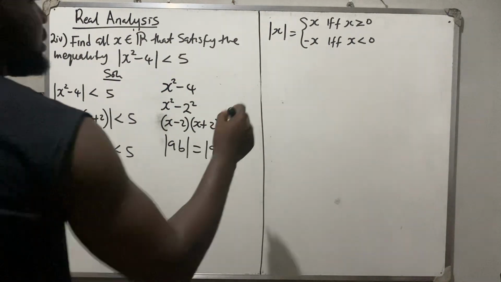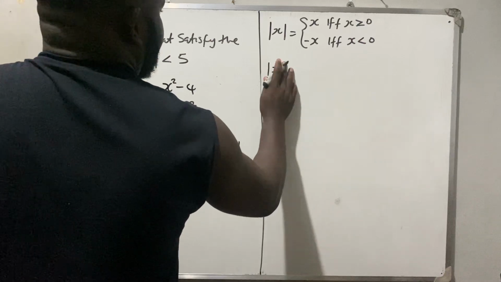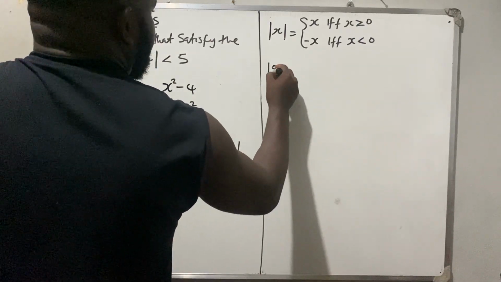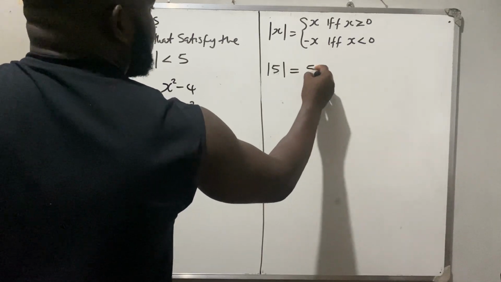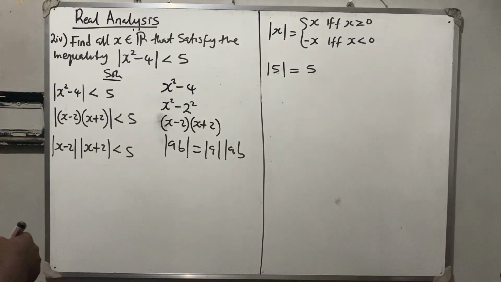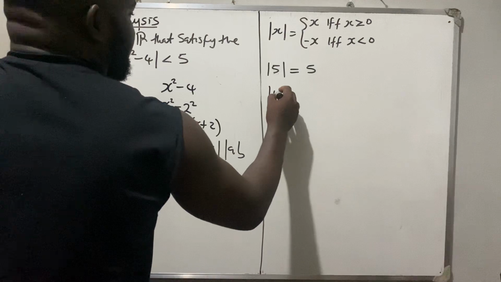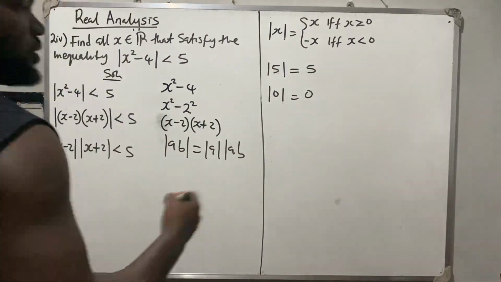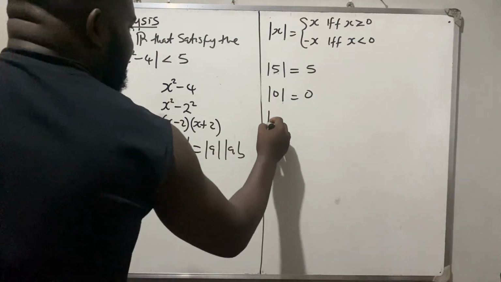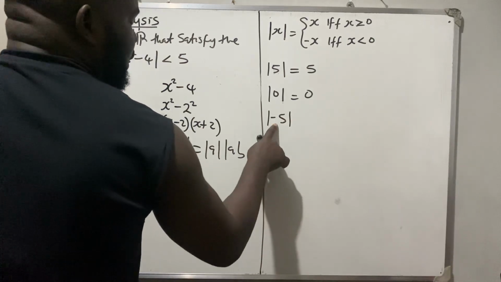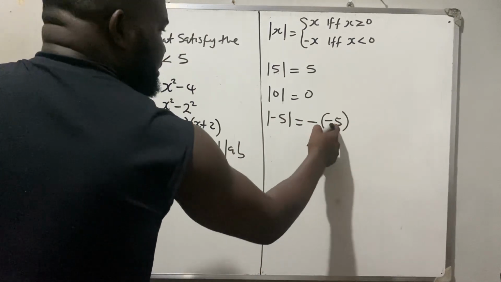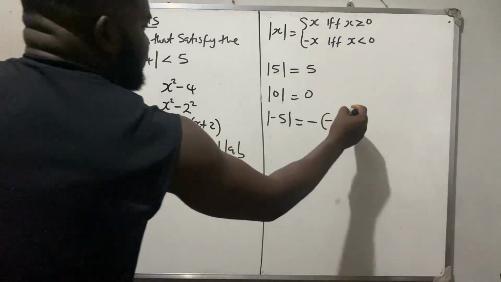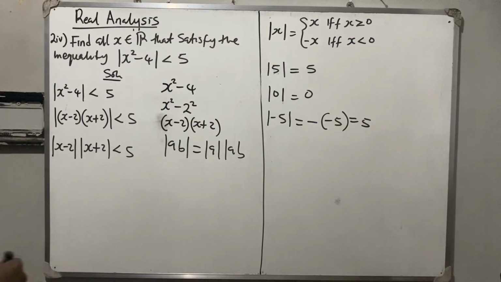An example of this: let x be 5. If you look at this, see that 5 is a positive number. So the absolute value of 5 will give you just 5 itself because it's a positive number. Now, if it is 0, the absolute value of 0 is 0. But for example, if it is negative 5, the absolute value of negative 5 is what? The negative of negative 5 itself, which will give you positive 5. So that is why we say that absolute value must be positive.